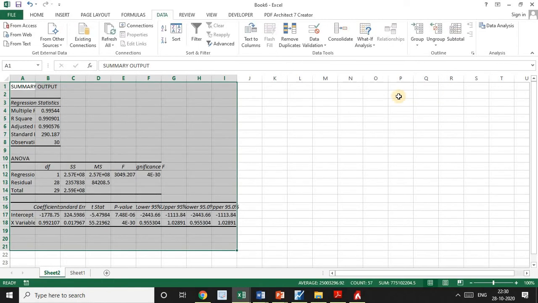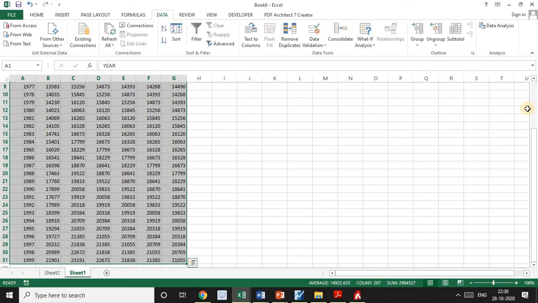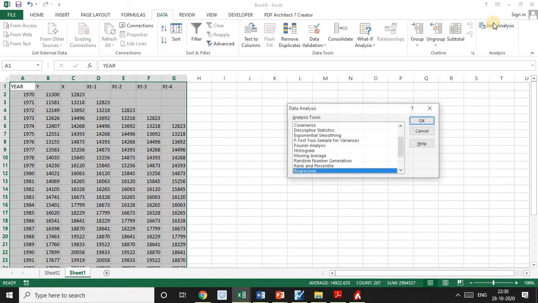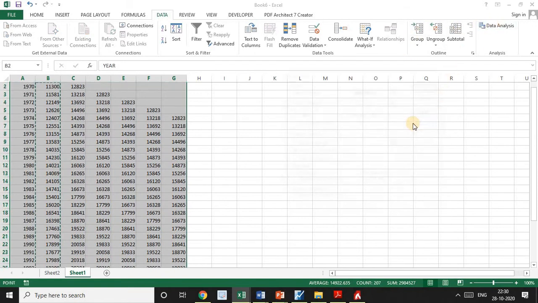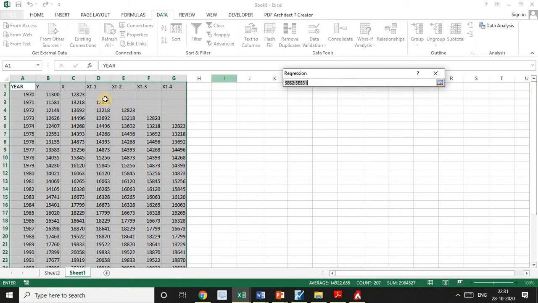Yes, you check it. The intercept is 1 minus 1778, and the coefficient of the variable X is 0.99. Okay, so that first step is over. I am going to repeat this and add one more explanatory variable in the regression.